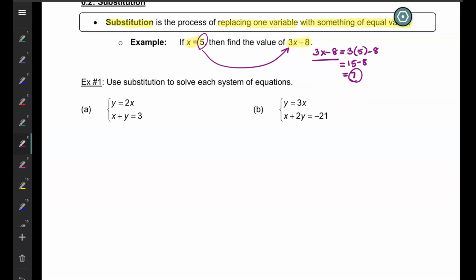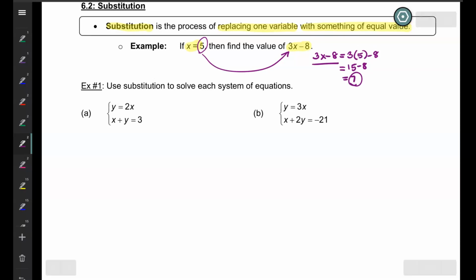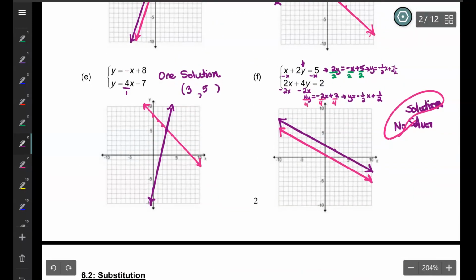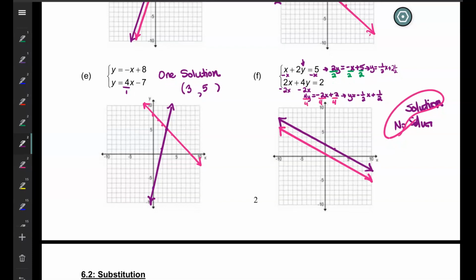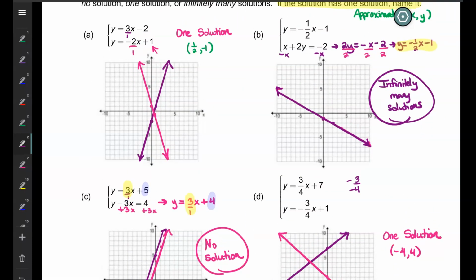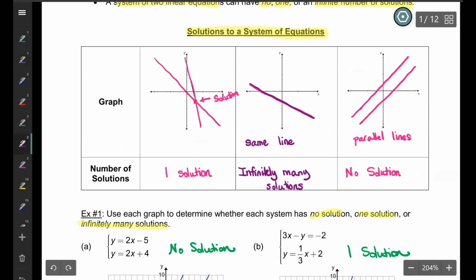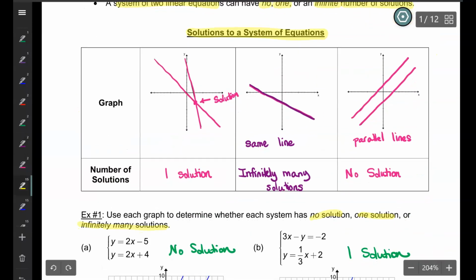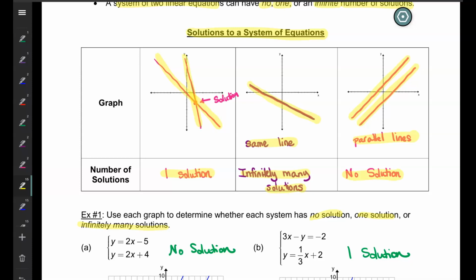We're still working with systems of equations, so just a reminder, in the last class we talked about solving systems of equations by graphing. Remember, we had 3 choices. The first choice, if the lines crossed, then we had one solution. If they ended up being the same line, they had infinitely many solutions. And if they were parallel lines, then there would be no solution.